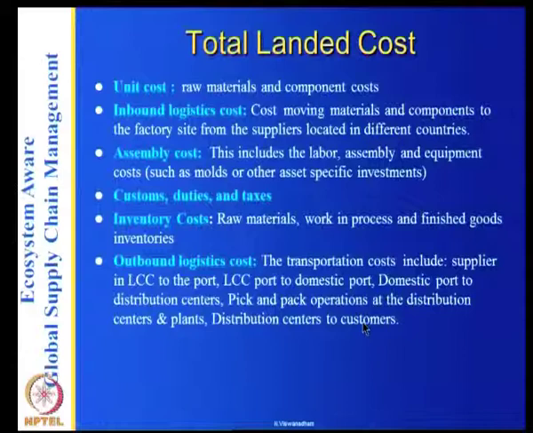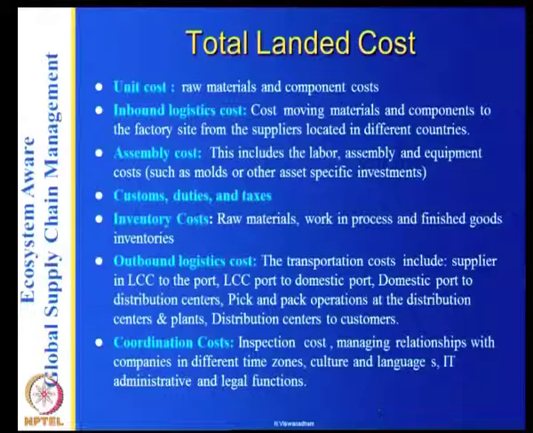Coordination cost, which is the inspection cost, managing the relationships with companies in different time zones, cultures and languages, IT, administrative and legal functions. So it's not just the unit cost. Usually people think, oh, it is cheaper if you take just the unit cost. But what about all this? There are the transportation costs, coordination costs, inventory costs and customs duties and so on. So when you are dealing with a global supply chain, you have to carefully assess the total landed cost.